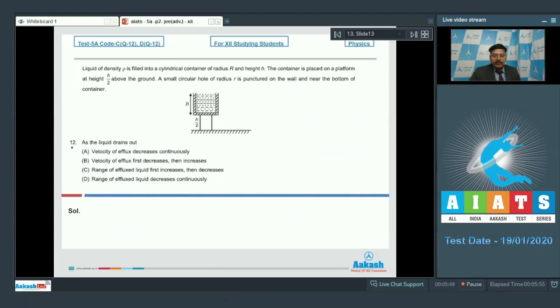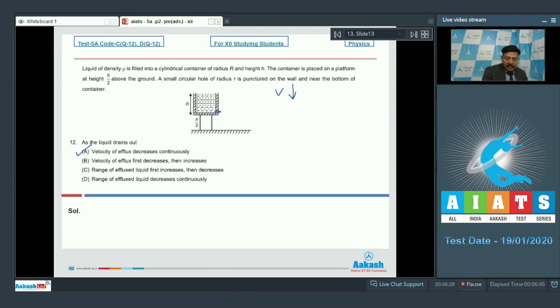Question 12, based on the same paragraph, says, as the liquid drains out, option A: velocity of efflux decreases continuously. B: velocity of efflux first decreases, then increases. C says range of efflux liquid first increases, then decreases, and option D says range of efflux liquid decreases continuously. We know, as per the question, the hole has been made here. So the height of liquid is initially h and it continuously decreases. That means the speed v will continuously decrease, okay, which is nothing but root 2gh, and the value of h is continuously decreasing. So that means option A will be correct and option B will be incorrect.